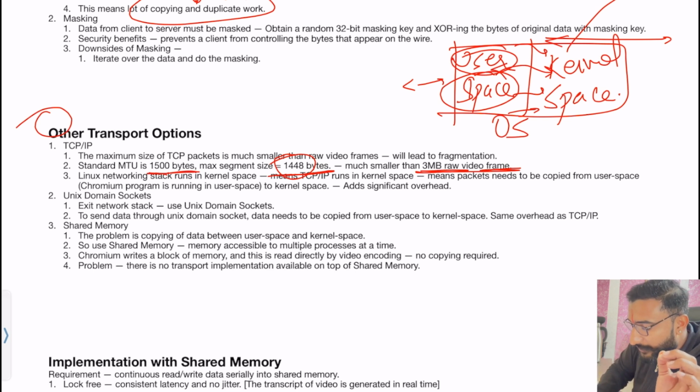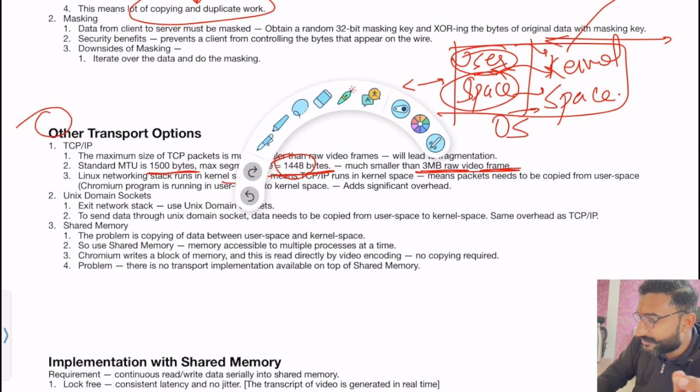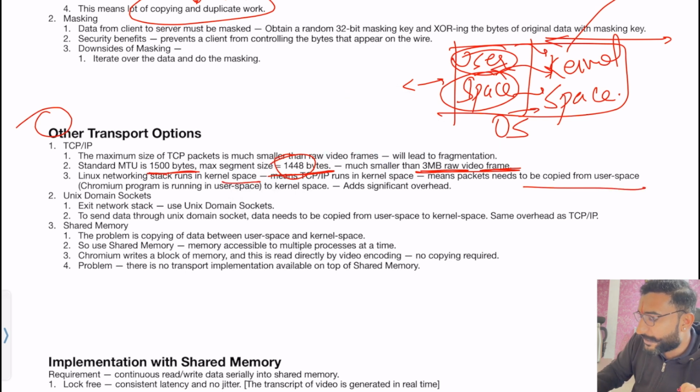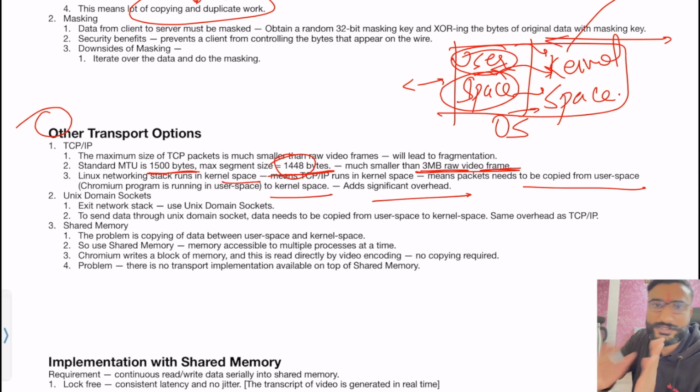And as I mentioned earlier, the Linux networking stack runs in kernel space, which means TCP/IP runs in kernel space, which means packets need to be copied from user space to kernel space, which adds significant overhead. So we have two problems here. In case of TCP/IP, we can't use it. What's another option?